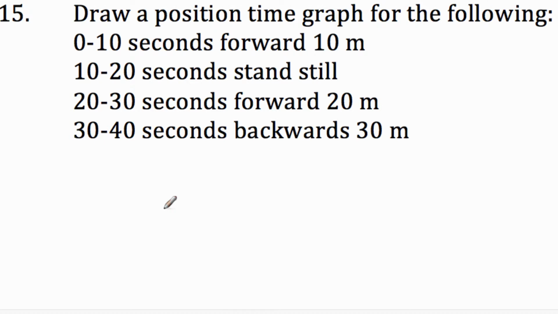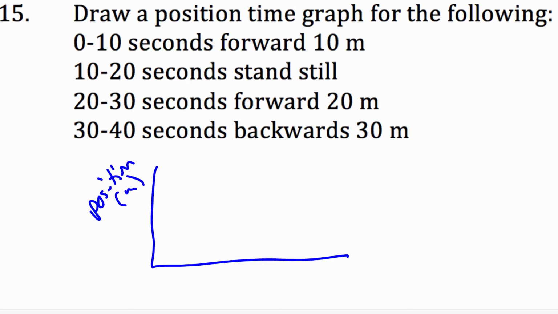Okay, draw a position time graph for the following. So on the left-hand side here will be distance or position, and it'll be in meters. And on the bottom will be time, and it'll be in seconds. So I'm going to start here at 0 and 10, 20, 30, 40 seconds. And then up here I'll go 10, 20, and 30. Okay, so from 0 to 10, it goes forward 10 meters. So it starts here, and in 10 seconds, it gets up to 10 meters.